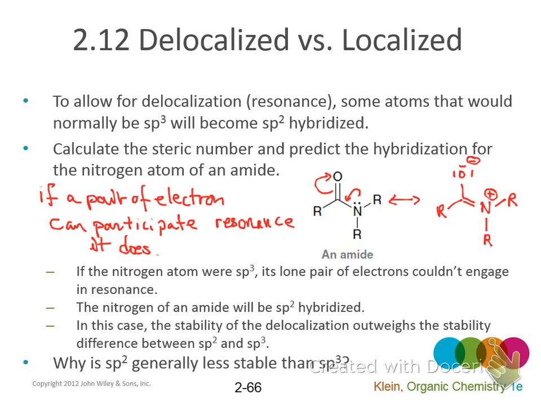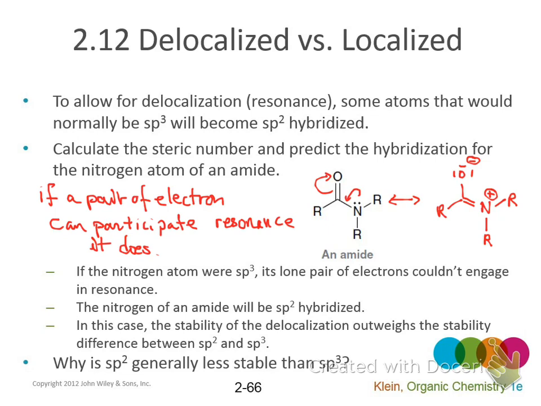Now, what makes this possible is that the oxygen is more electronegative than the nitrogen, and so it pulls the electron from the pi system and pulls the negative charge onto itself. And now that nitrogen is sp2 because now it only has 3 groups on it, not 4. So, like I said, if a pair of electrons can participate in resonance, it will.